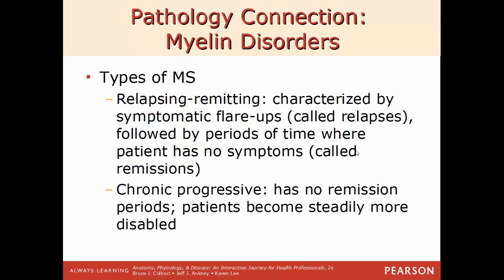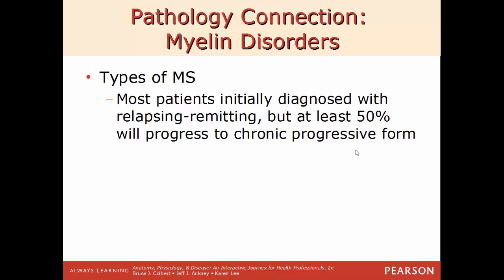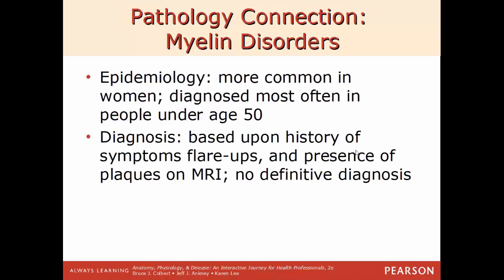You can also have a chronic progressive. This has no remission periods at all. The patients become more and more disabled over time. Now, most patients are initially diagnosed with relapsing remitting, but at least half of those will progress to the more serious form, the chronic progressive form. MS is going to be more common in women and diagnosed most often in people who are under 50 years old. The diagnosis for MS will be based on the history of the symptom flare-ups and also the presence of plaques on the MRI, but there's no definitive diagnosis.